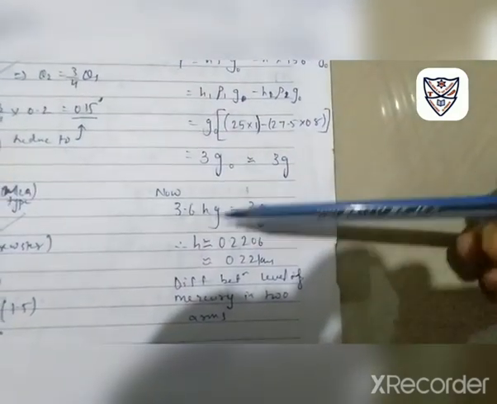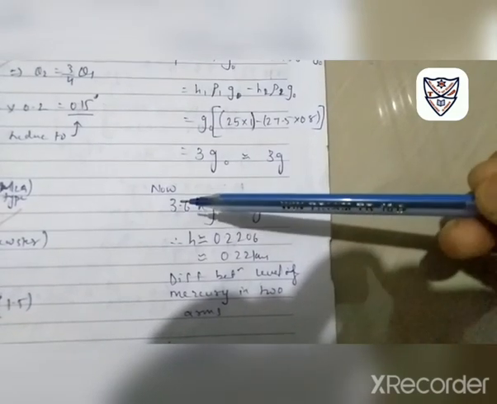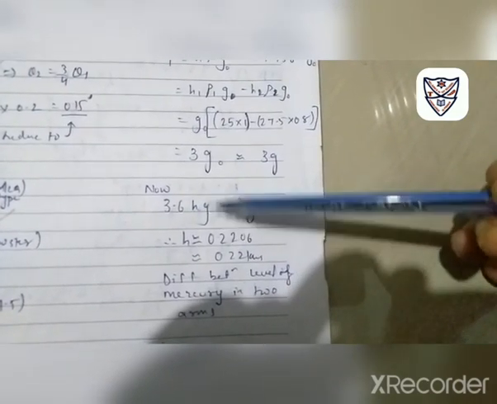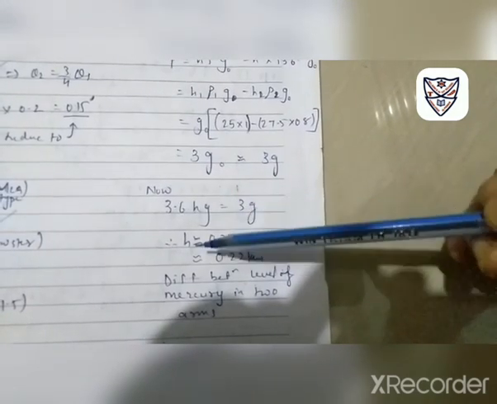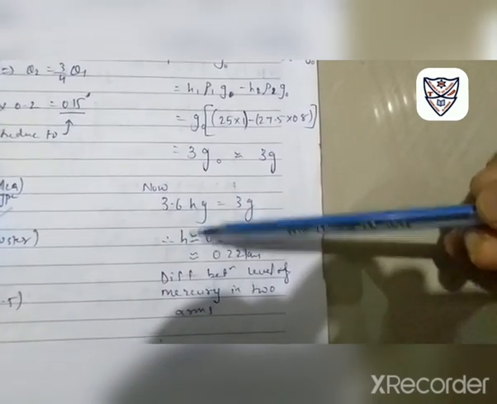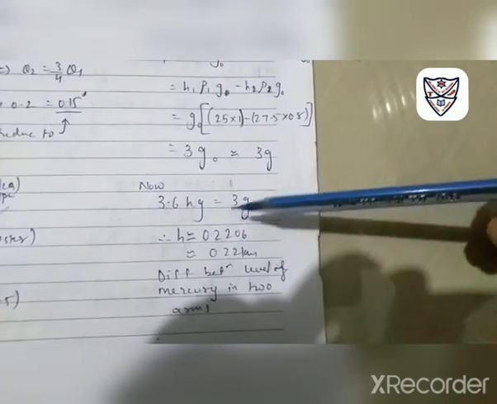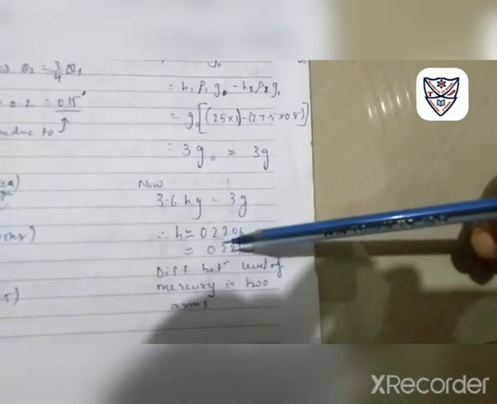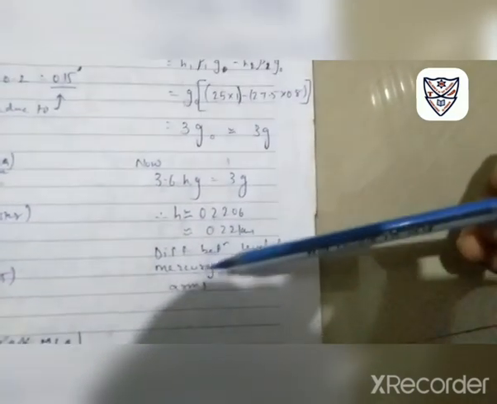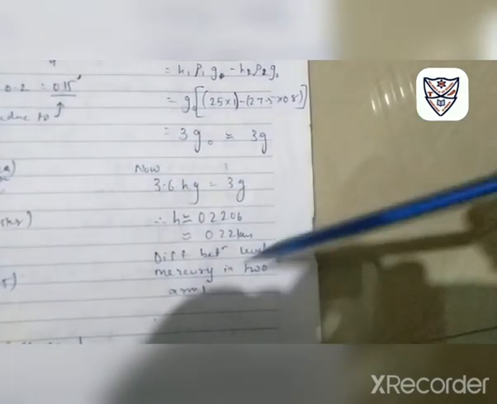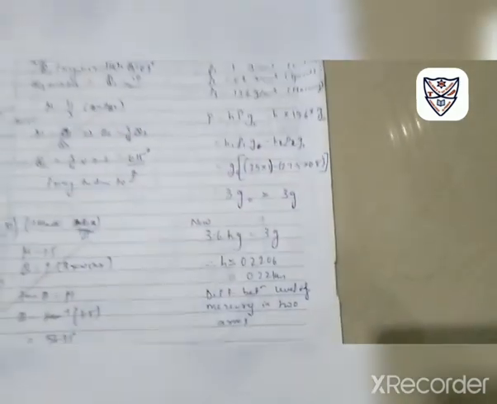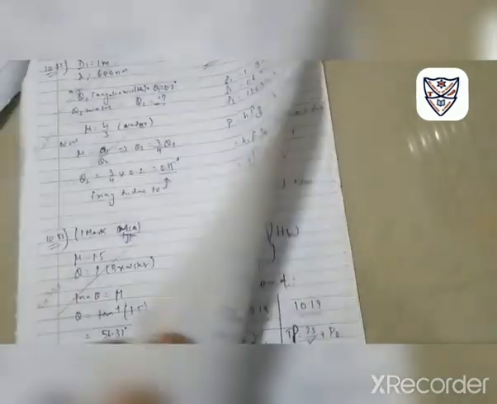Since G is constant, you can keep it, or otherwise keep it the same. And now the condition is such that they have given you that 13.6 Hg is equal to your 3G. So G will cancel out, and you will get the value of H, which you have to find, as nearly 0.22. The difference in level of mercury between the two arms is this much, which you have calculated. That's the answer you wanted to find. Okay, easy.